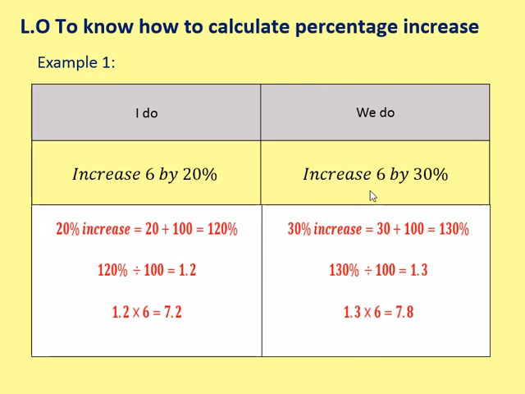Okay, so increase 6 by 30%. So we're looking to find 130%. We did 30 plus 100. Divide it by 100 to get our multiplier, which is 1.3. And we do 1.3 times 6 to get 7.8. So increasing 6 by 30% gives 7.8 as an answer.